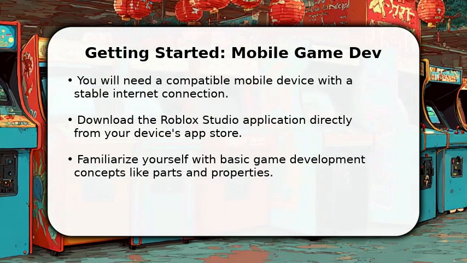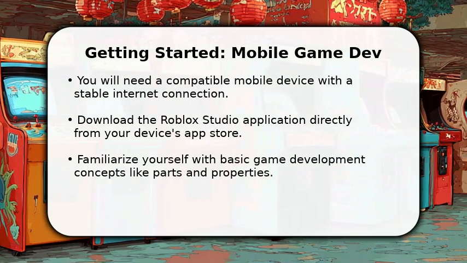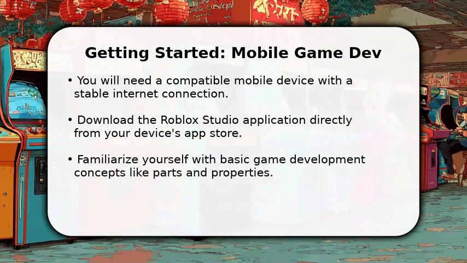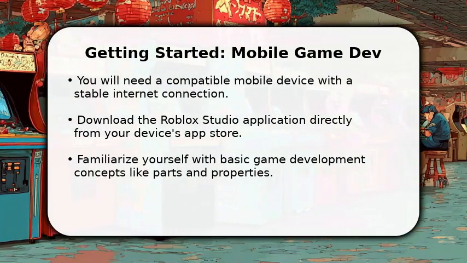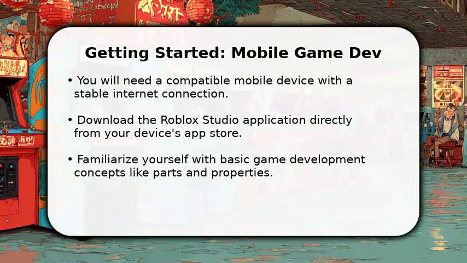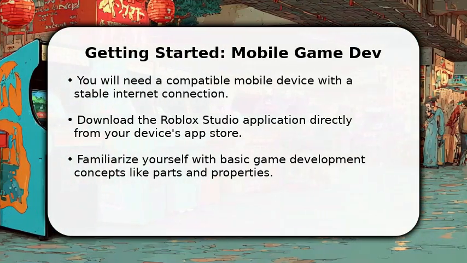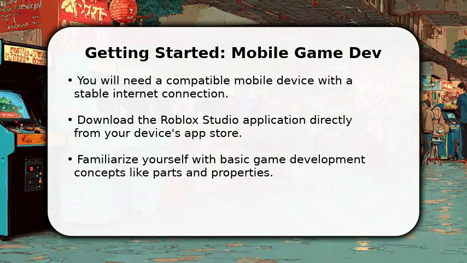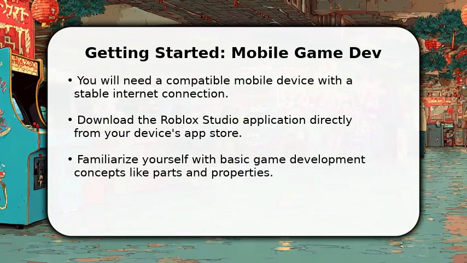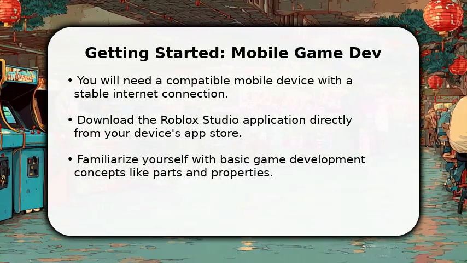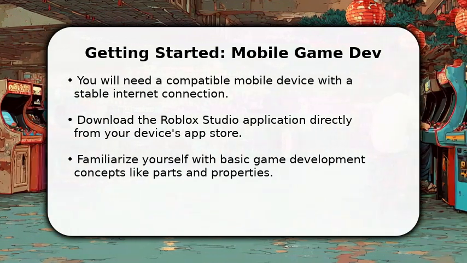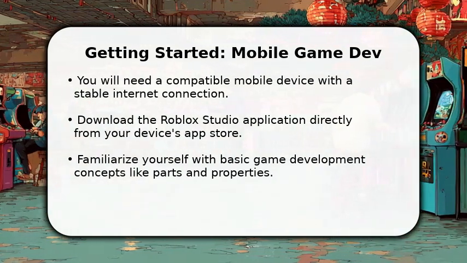In this video, I will explain how to make Roblox games on mobile. First, ensure your device is compatible and has a robust internet connection. A tablet with a larger screen often offers a more comfortable experience. Download the Roblox Studio app from your device's app store, then sign in with your Roblox account. This initial setup is crucial before diving into actual game creation, setting the foundation for your development journey. It is a straightforward process, preparing you for the exciting steps ahead.